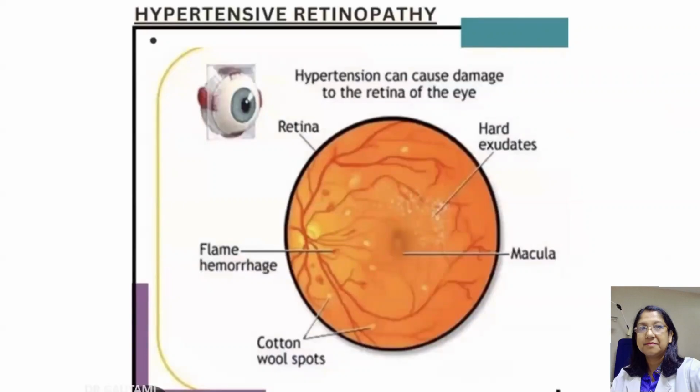Retinopathy. Hypertension can cause damage to the retina of the eye. So what is the major difference between diabetic retinopathy and hypertensive retinopathy?